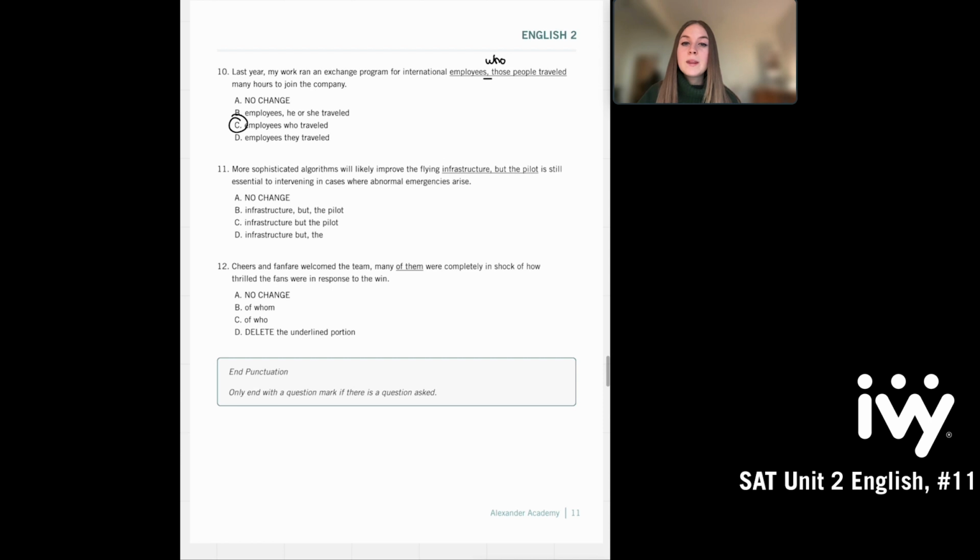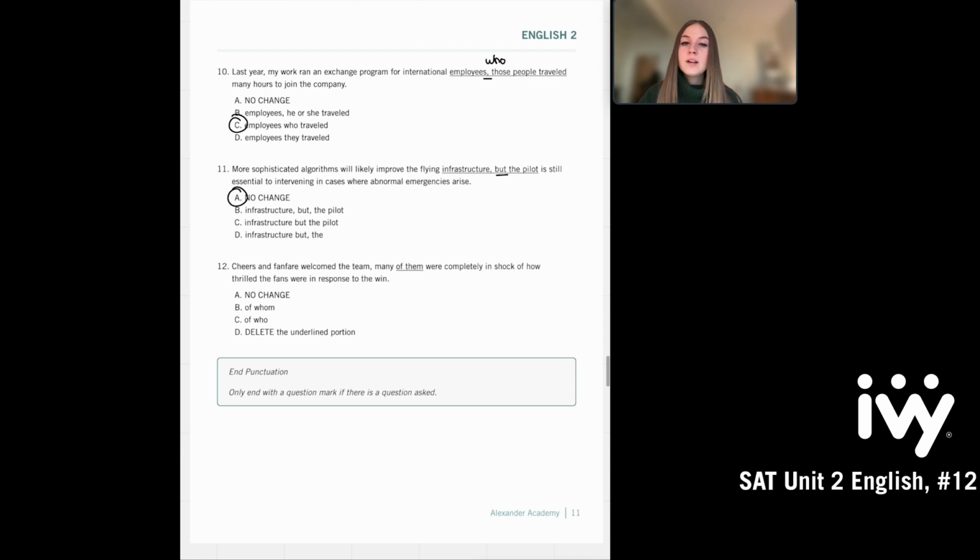Number 11. More sophisticated algorithms will likely improve the flying infrastructure, but the pilot is still essential to intervening in cases where abnormal emergencies arise. In this case, we are joining two independent clauses with a comma and a conjunction, the word but. Therefore, we don't need to make any changes.